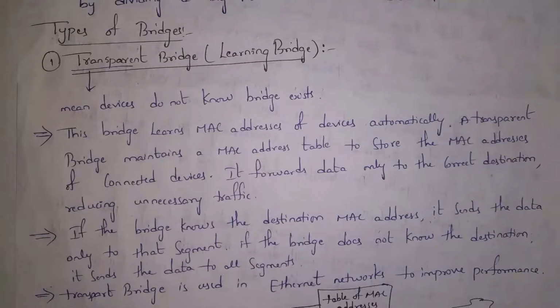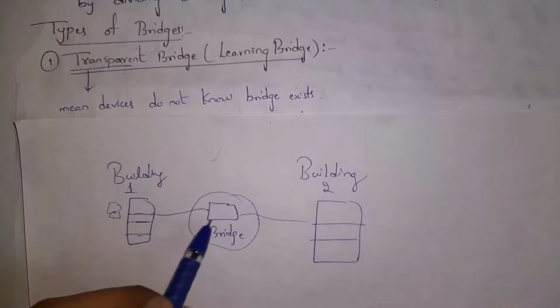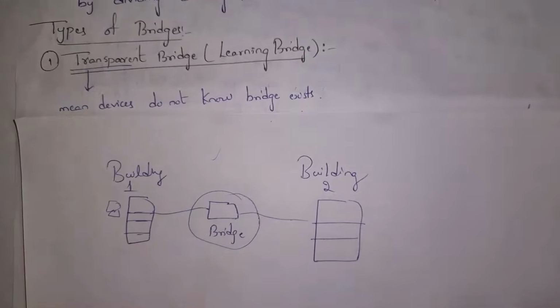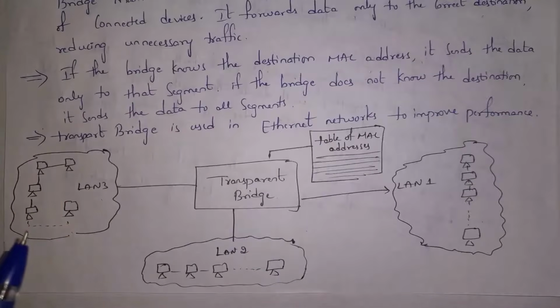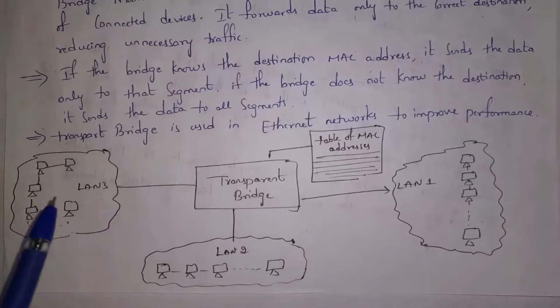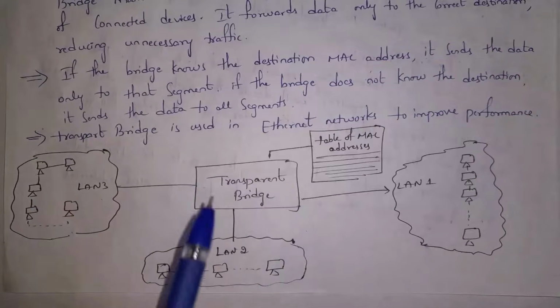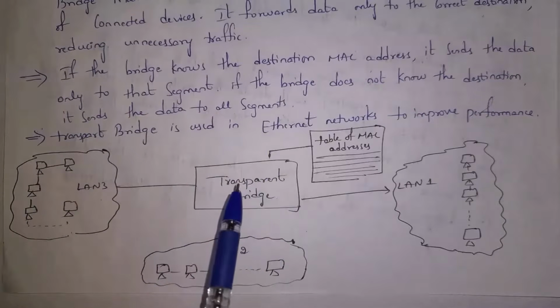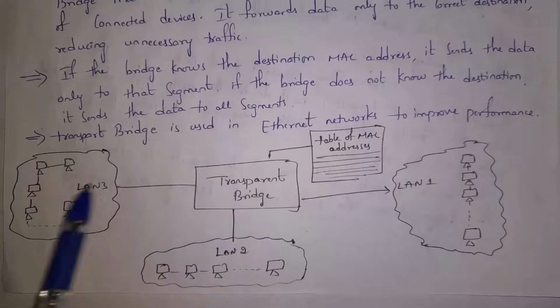We also call this transparent bridge a learning bridge. Computers don't know that the bridge is connected to this network. That is why we call this bridge a transparent bridge. For example, there are three LANs, where LAN stands for local area network. As three LANs are connected by using a transparent bridge, this transparent bridge will maintain the MAC addresses of each and every device. This transparent bridge will store each and every device's MAC address in a table.